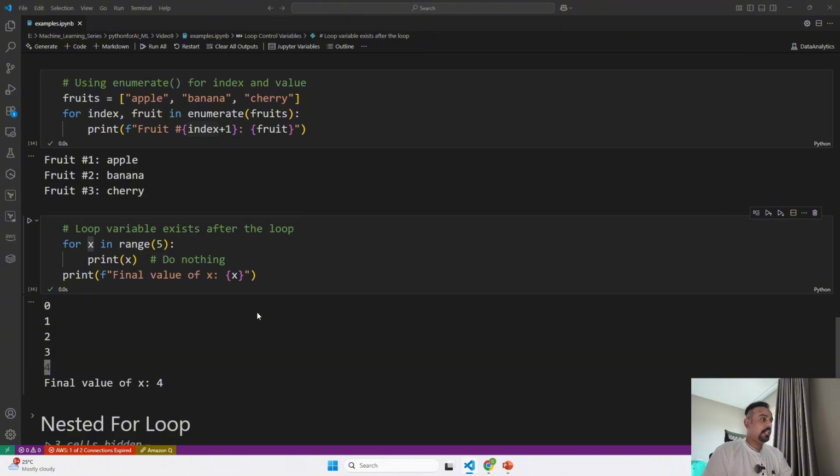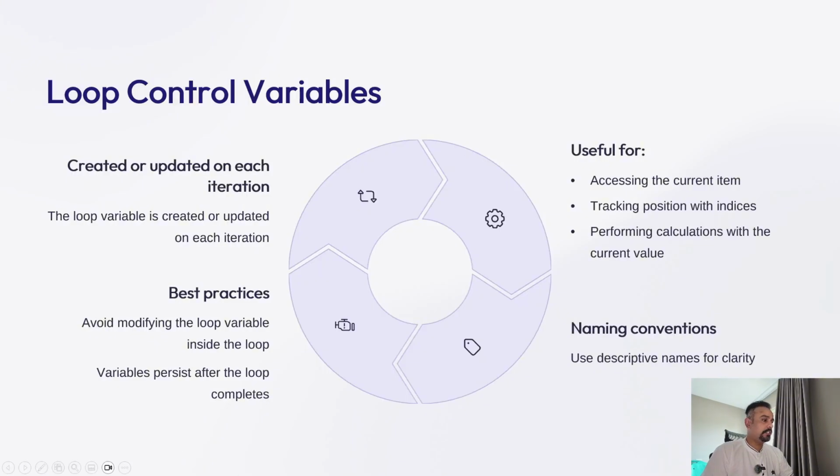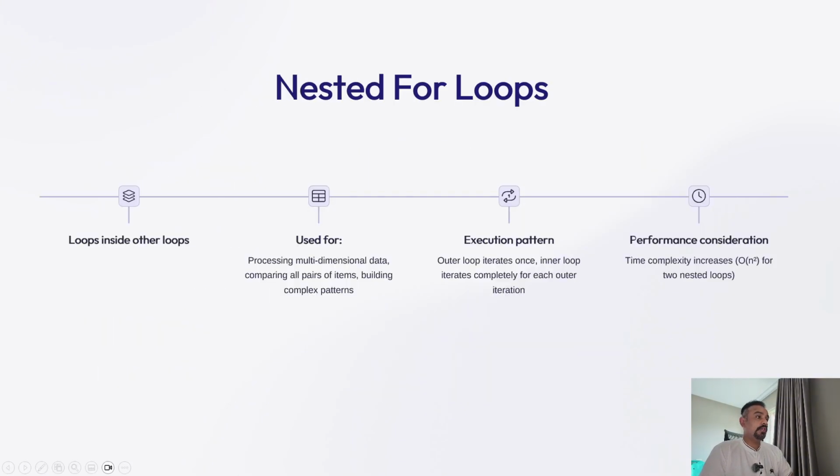Now let's go ahead and see what's next. So now we're going to talk about nested for loops, which is again one of the main and best functionalities of nested for loops, which would be required in real-time examples. So nested for loops are loops inside other loops. The inner loop completes all its iterations for each single iteration of the outer loop.